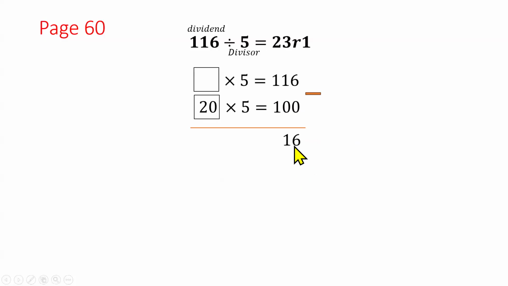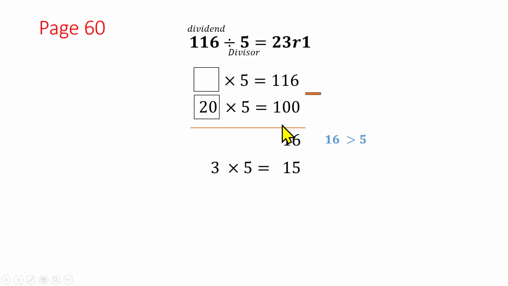Now, 16, should I go further or can I say 16 is the remainder? No, because 16 still is bigger than the divisor. Where's the divisor? 5. You continue doing this process until you get a number which is less than the divisor. Then you stop. So 16 still is bigger than the divisor, so I continue. Again, I think of a number which I multiply by 5, which gives me another number. The result will be less than 16.